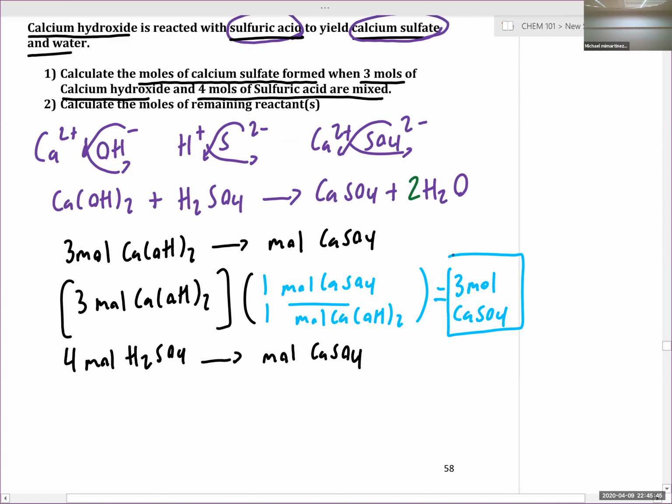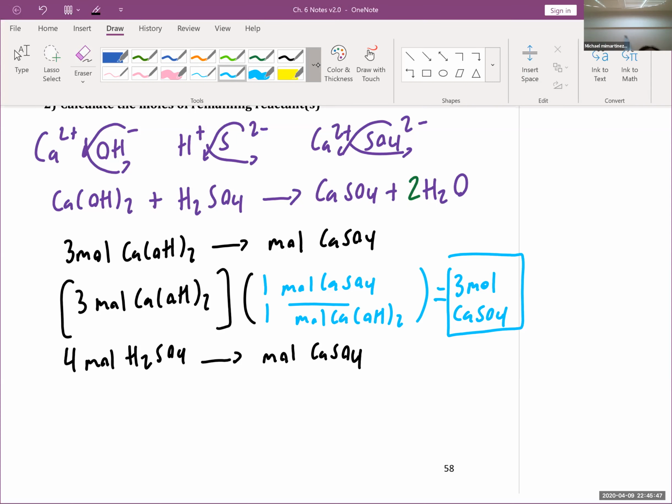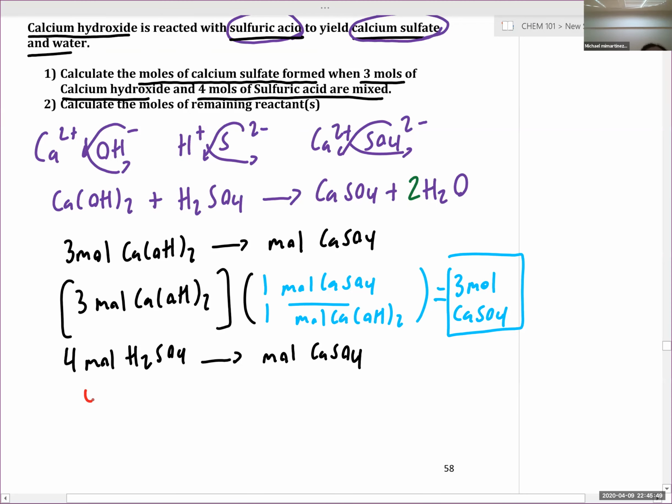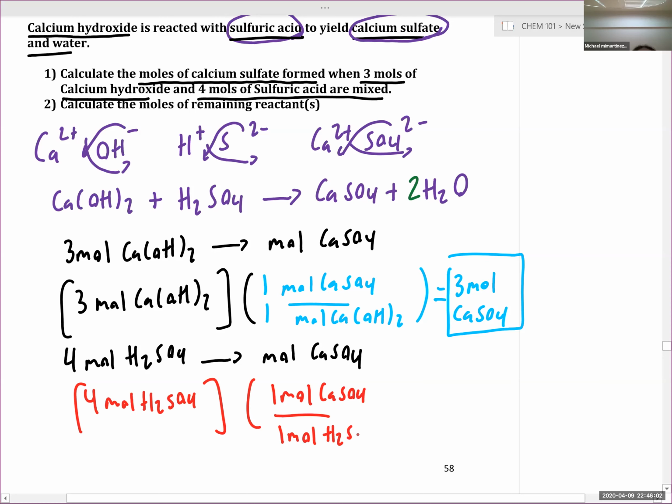Okay, let's do the same thing for sulfuric acid. So we have 4 moles of sulfuric acid. And we also know that we have 1 mole of calcium sulfate per every 1 mole of sulfuric acid that reacts. And that in turn gives us 4 moles of calcium sulfate. Now we compare our two expected amounts of products.